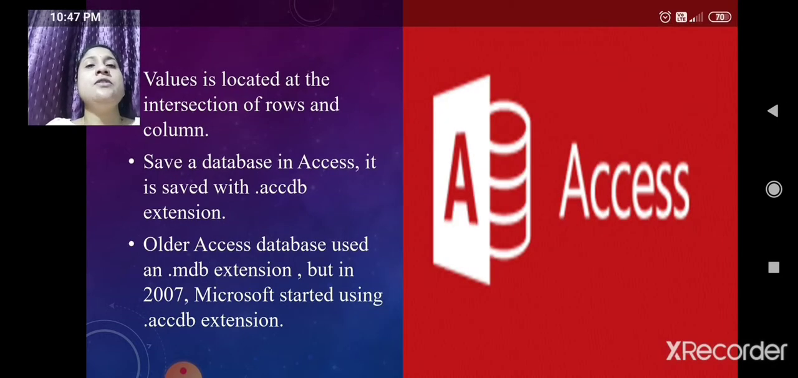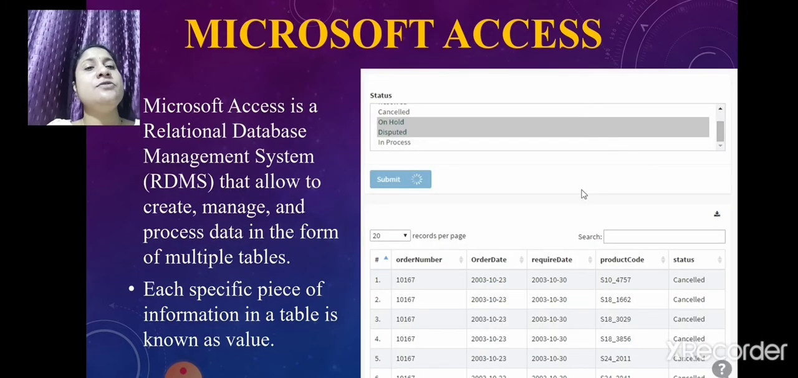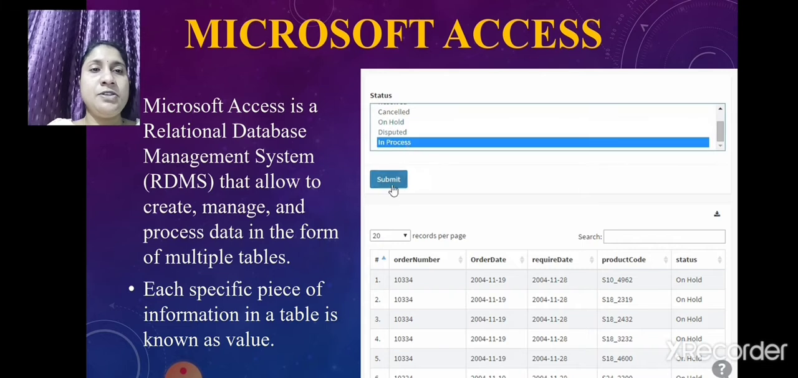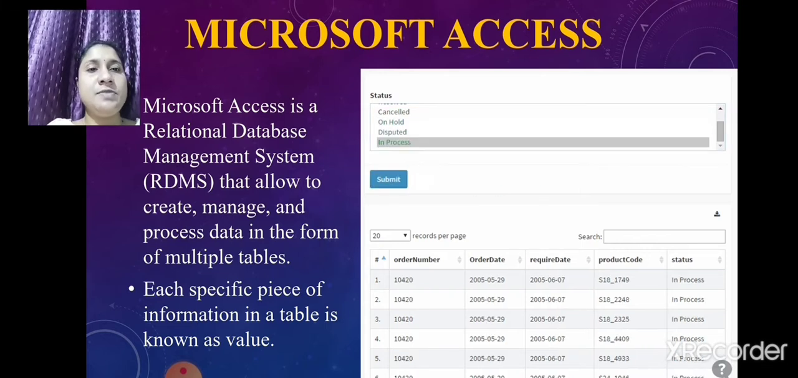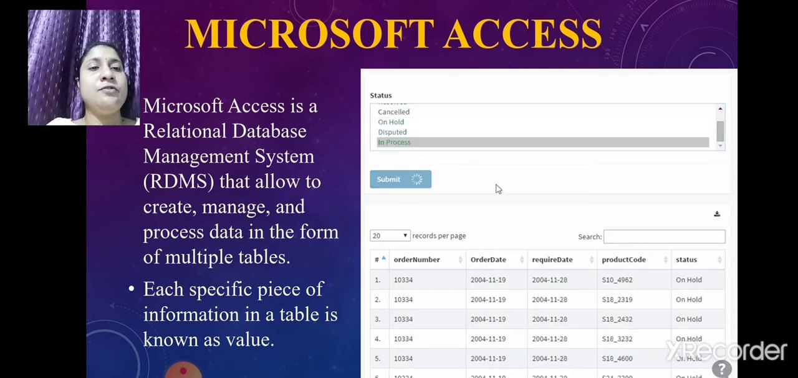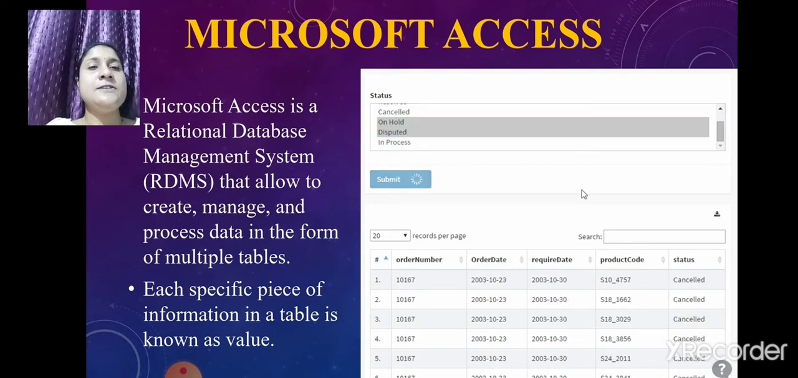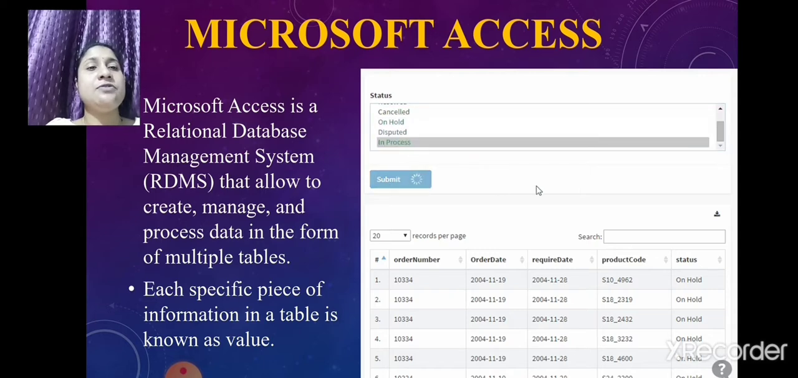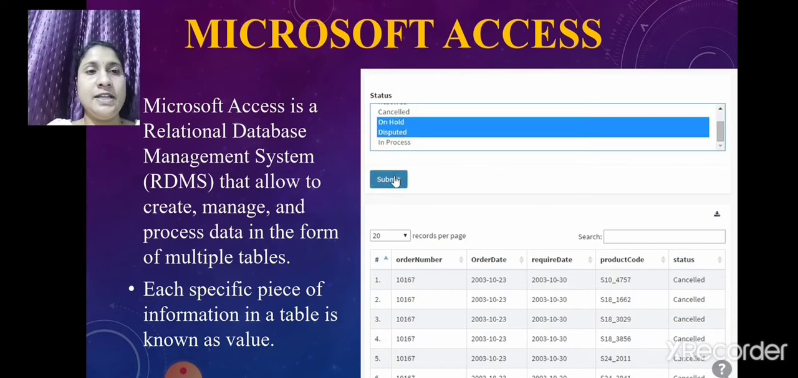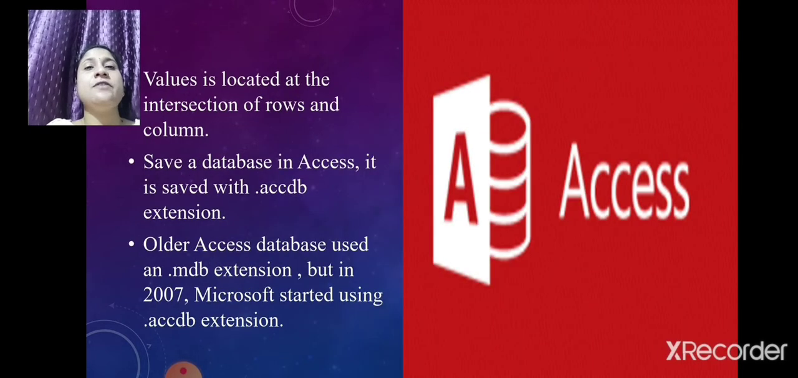A value is located at the intersection of rows and columns. See here in the table, in the picture you can see the order number is given, like 10334, 10167. All these order numbers are given, each in one cell. That one cell is nothing but the value. So here a value is located at the intersection of rows and columns.